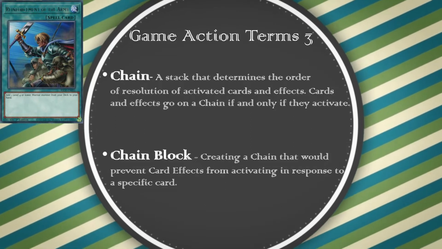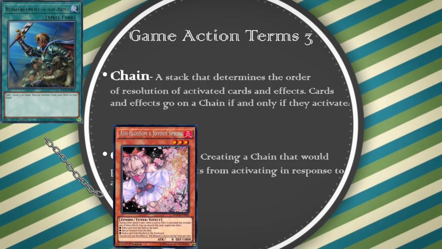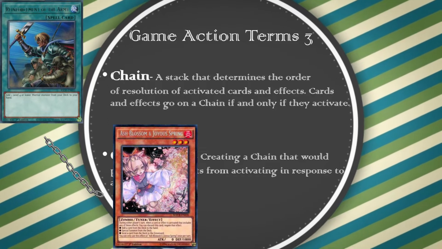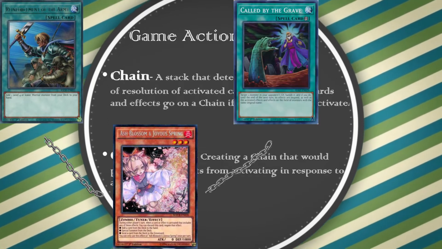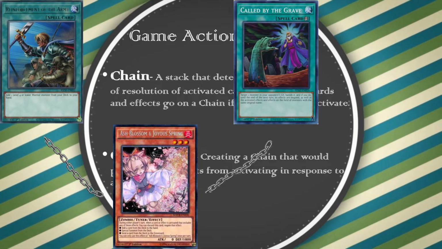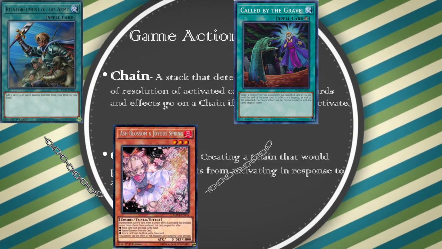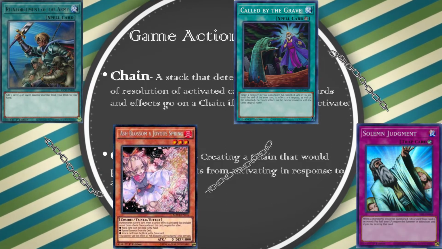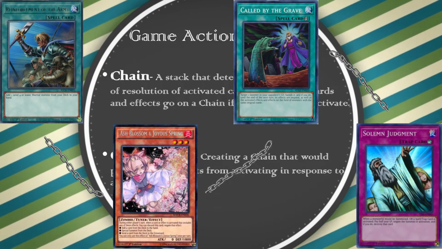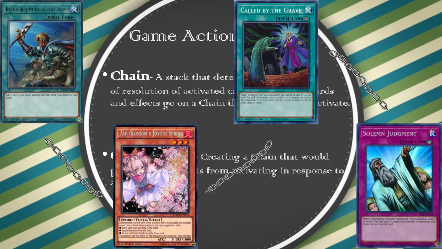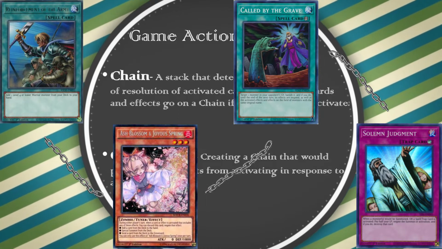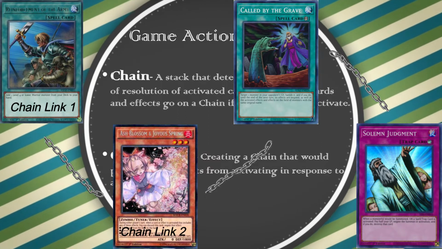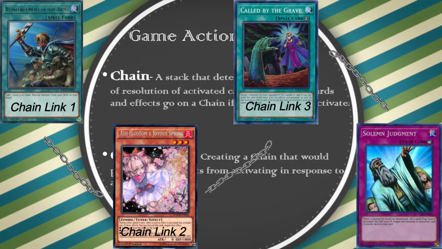You can then chain Ash Blossom, a Spell Speed 2 quick effect monster that would negate the search of Reinforcement of the Army. However, your opponent can then chain Called by the Grave, a Spell Speed 2 Quick-Play Spell which would banish Ash Blossom from the grave and negate its effect. Then, you can chain Solemn Judgment, a Spell Speed 3 Counter Trap that negates the effect of Called by the Grave. In this chain, Reinforcement of the Army is Chain Link 1, Ash Blossom is Chain Link 2, Called by the Grave is Chain Link 3, and Solemn Judgment is Chain Link 4.